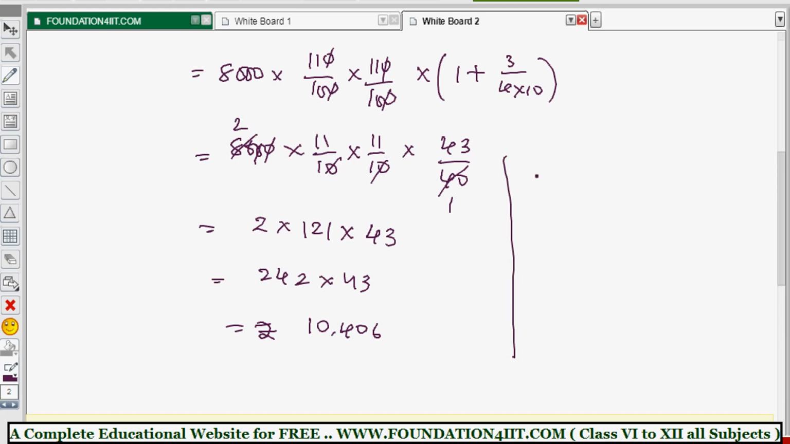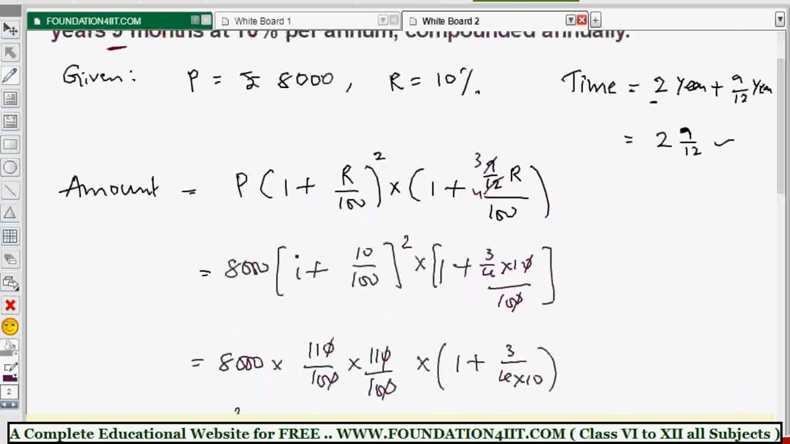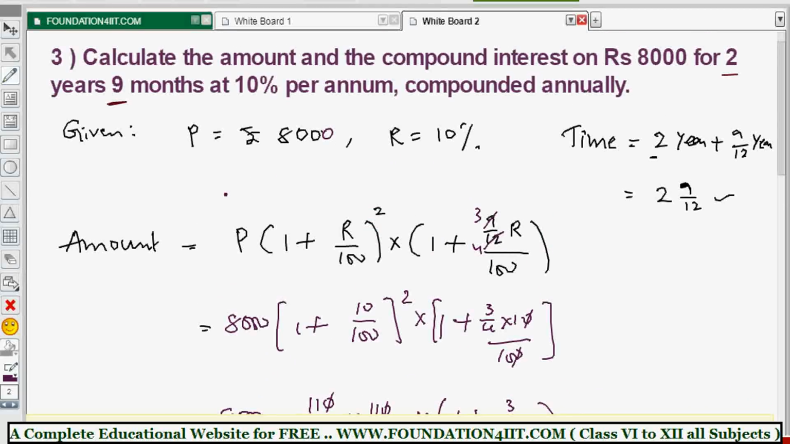Then once you know the amount, you can find out the compound interest for a total of 2 years, how many months? 9 months. Then 10,406 minus the principal, 8,000, is given. Then 2,406 is the compound interest. So we can find this; you only need to apply it. The remaining thing is whenever the time is in years and months, the months will come in this place separately, and the number of years is fixed, into an extra 1 plus the number of months converted to years, and R by 100. Okay, if you simplify you'll get the answer.